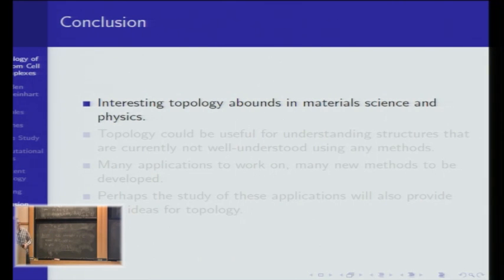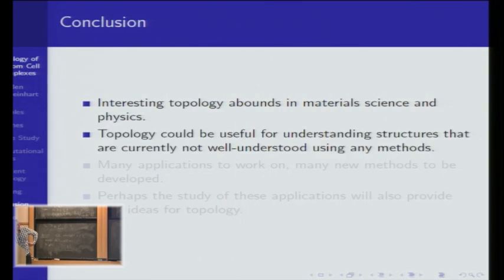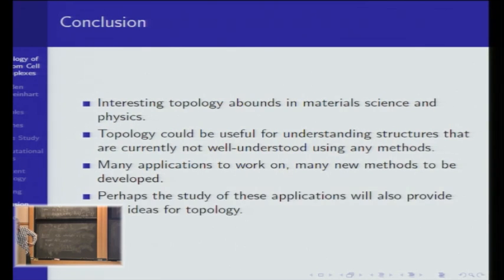So in conclusion, there are many examples of interesting topology in material science and physics. Topology could be useful for understanding systems that are currently not well understood. This is just the beginning, so there are a lot of things to work on. And finally, perhaps the study of these applications will provide new ideas for topology.